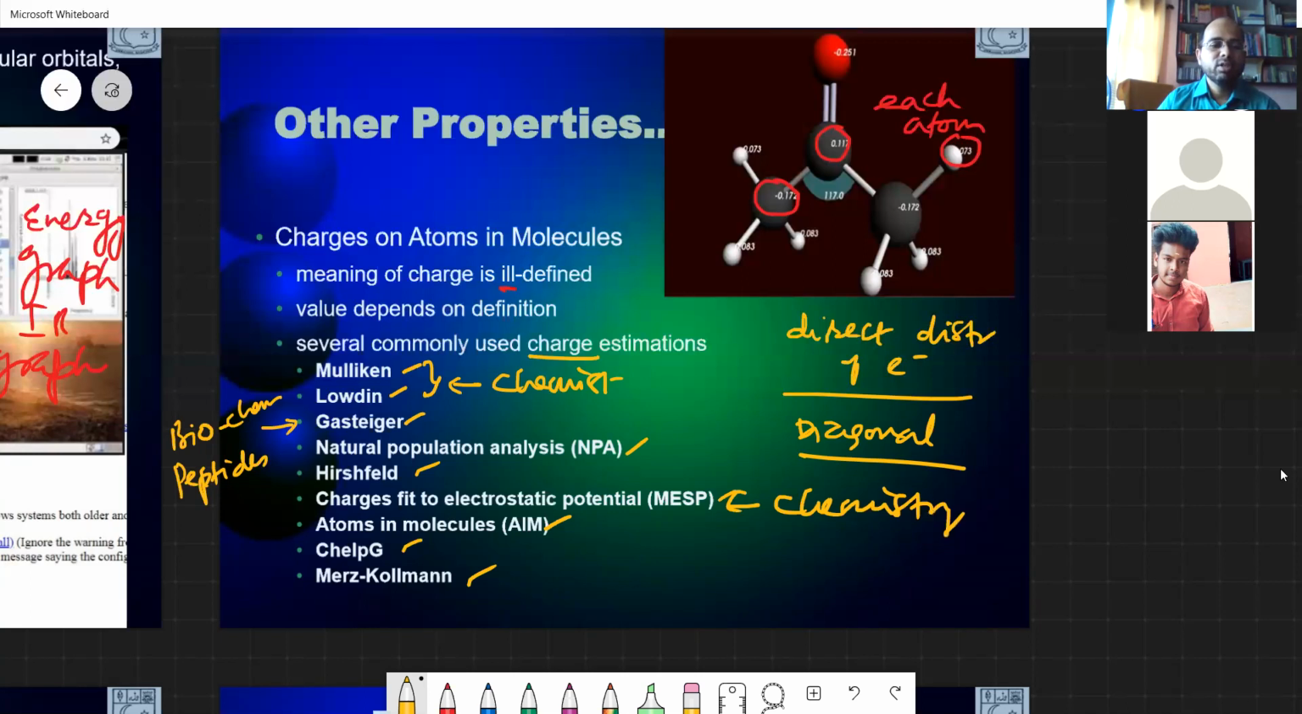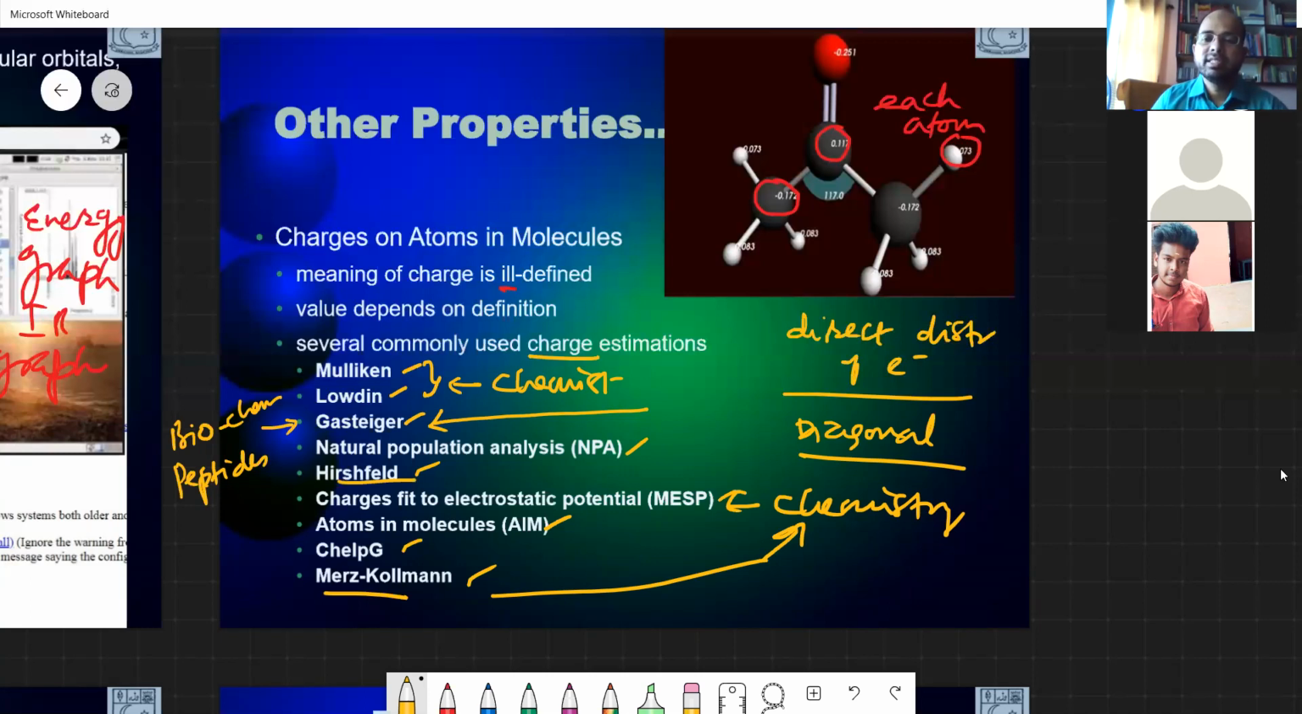Some people use Nernst-Coleman as the electrostatic potential charges. Sometimes, where you use protein with amino acids, Gasteiger charges are very useful. Some people calculate Hirshfeld charges. So you can see that so many charges are there.